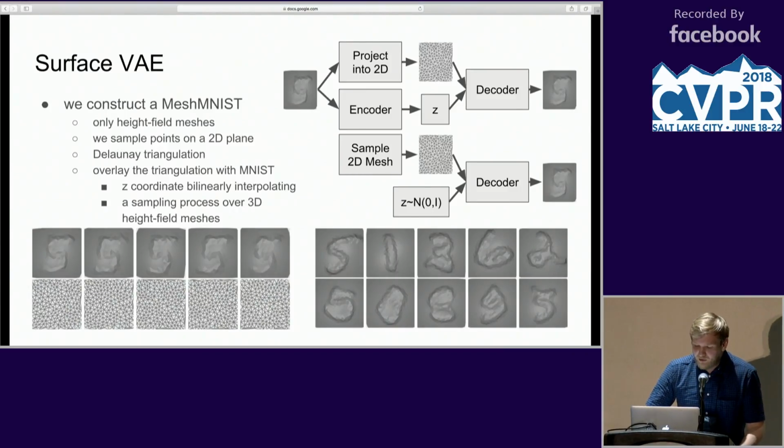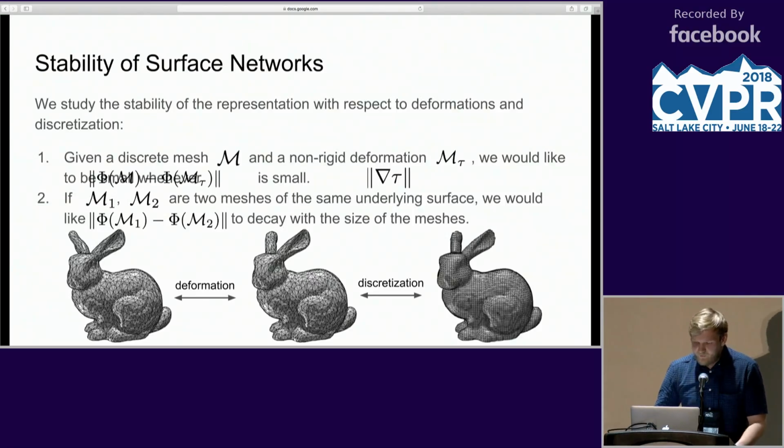In principle, the model can be extended to more difficult cases. For example, for genus 0 shapes, one can first map the shape to a sphere, and then restore it from the sphere. Also, in this work, we study the stability properties of the representation with respect to deformation and discretization. We want this representation of the mesh to change little if you apply a small deformation to the input, or if you remesh the same surface.